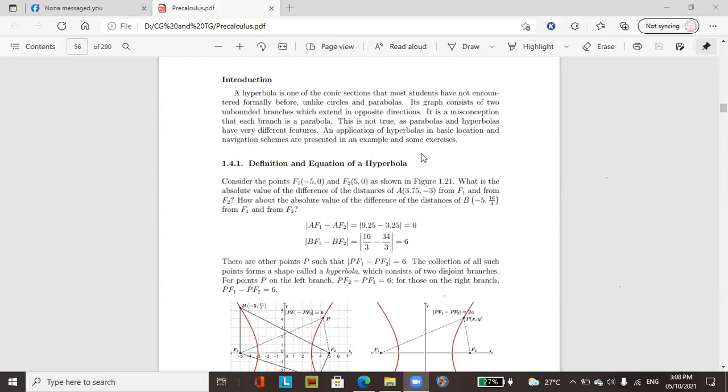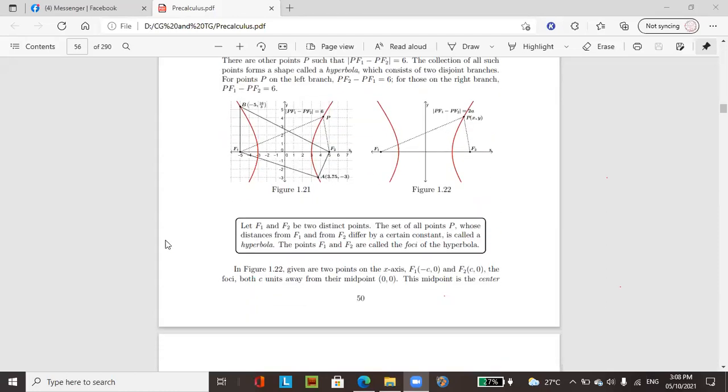So like the ellipse, the points that satisfy the sum of the distances from the foci to the point is equal to 2a. So in the ellipse we add, but this time in the hyperbola we are going to subtract. So this is now the definition.